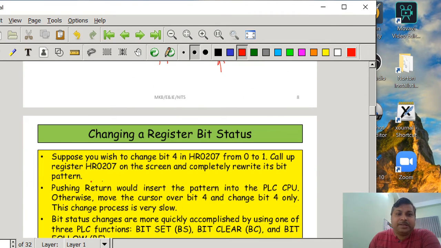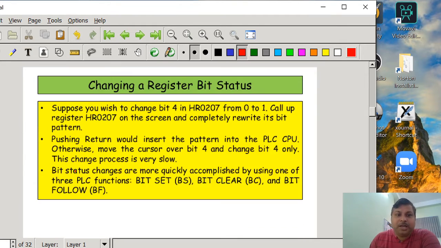Call up register HR207 on the screen and completely rewrite its bit pattern. It may be one option. Pushing return would insert the pattern into the PLC CPU, otherwise move the cursor over bit 4 and change bit 4 only. This change process is very slow. You cannot change the status of a particular bit quickly this way.